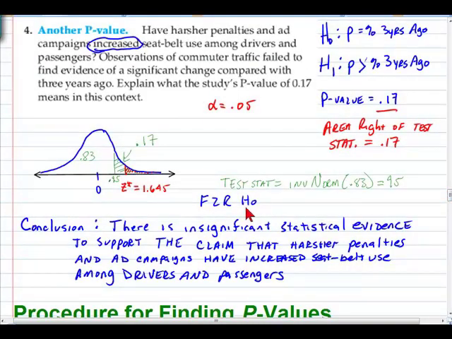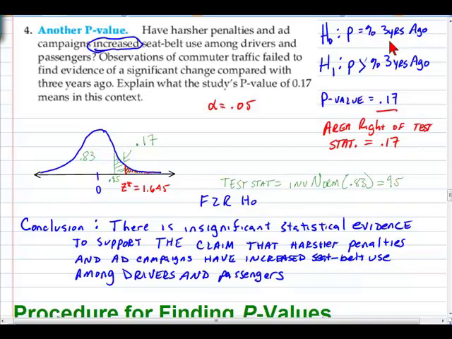Yes, you failed to reject the null hypothesis, but now you need to state your conclusion in terms of the original problem. The original problem said, have harsher penalties and ad campaigns increased seatbelt use among drivers and passengers? We would say there is insignificant statistical evidence to support the claim that harsher penalties and ad campaigns have increased seatbelt use among drivers and passengers. We failed to reject the null hypothesis.